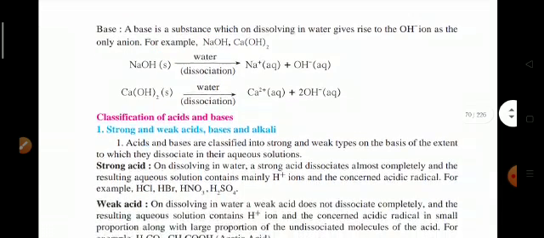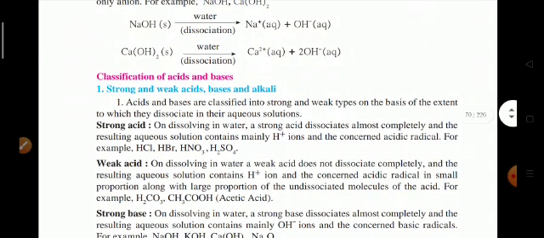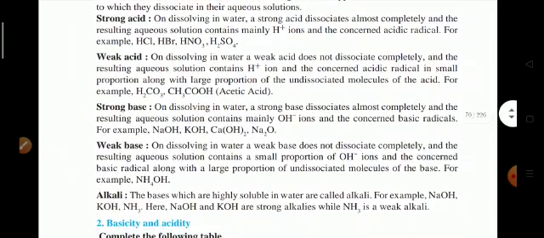Then moving with the base, what is the definition given by Arrhenius? A base is a substance which on dissolving in water gives rise to OH- ion as the only anion, for example NaOH, Ca(OH)2. And we have seen how the dissociation takes place. What is the classification of acids and bases? We have seen each and every point in detail about the strong acid, the weak acid, the strong base, the weak base, and alkali, and how their definitions differ from each other.